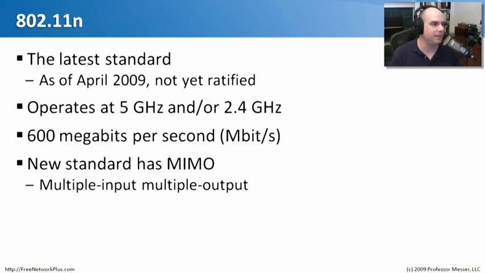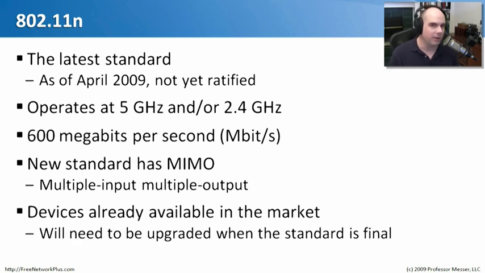So you'll see some of these 802.11n wireless routers with multiple antennas on them because of that MIMO technology. There are devices, as I mentioned, already available. I can buy an 802.11n device from a store today, bring it home, unwrap it, plug it into my network, and use it.